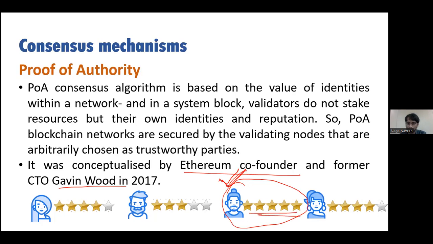How will he get these 5 stars? Based on the number of successful transactions he did previously, he will get this particular star rating. Let us say there is a person who has a 3-star rating. He will try to successfully solve the puzzle. I'm not saying that only he will be given the chance to do that.